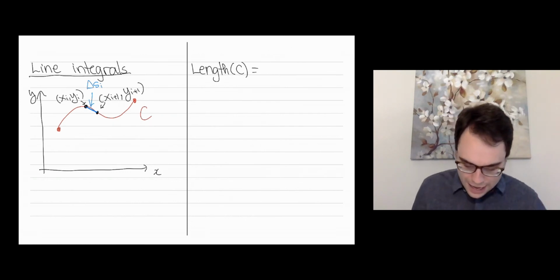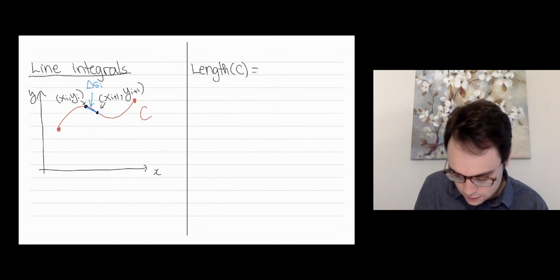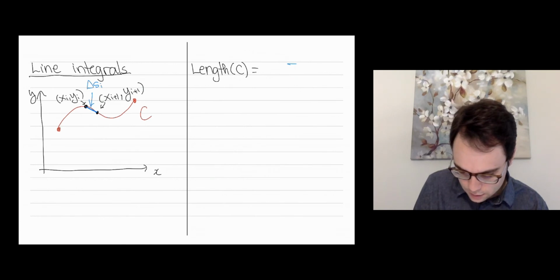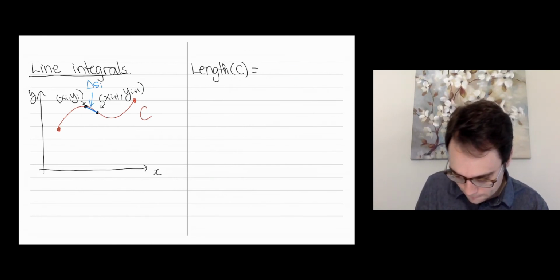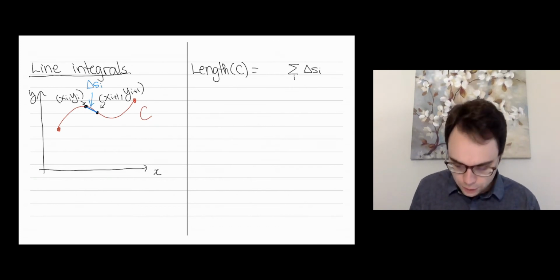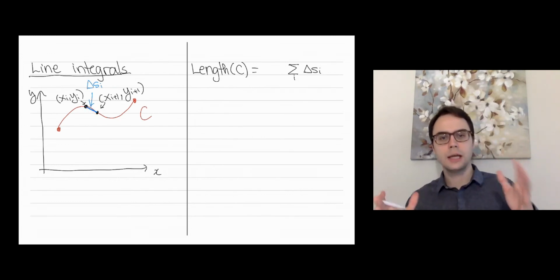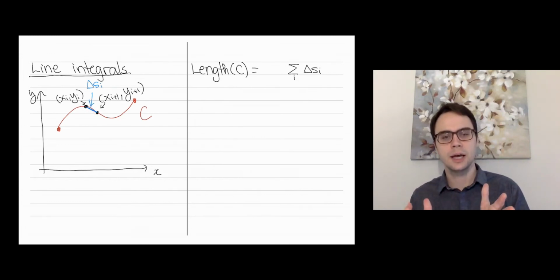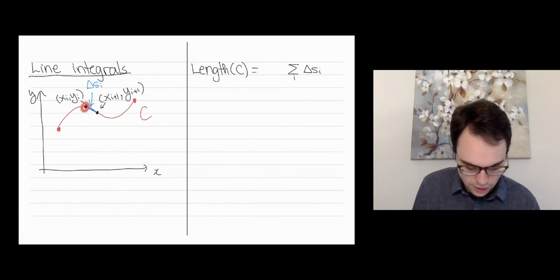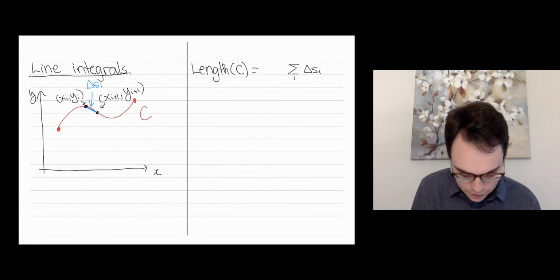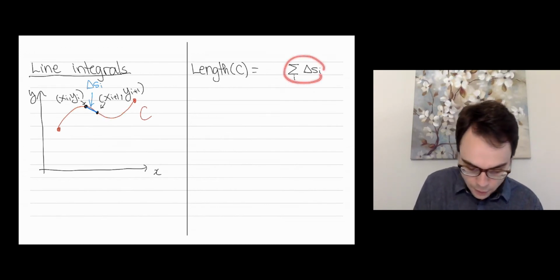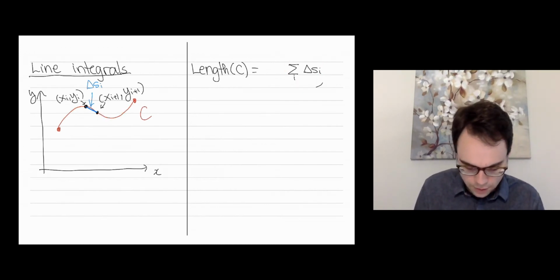And I'm going to add all of these delta Si's. So these are really distances. So delta Si is the length of this line segment joining xi and xi plus 1. I mean the ith point and the i plus first point. I'm going to add the distances of these little line segments. And then I'm going to take a limit, so I get a sum. Given a subdivision of the curve, I'm going to get a sum.